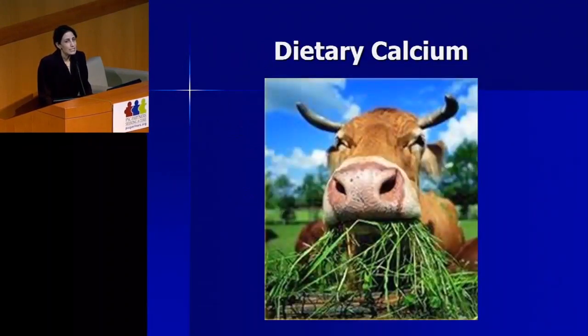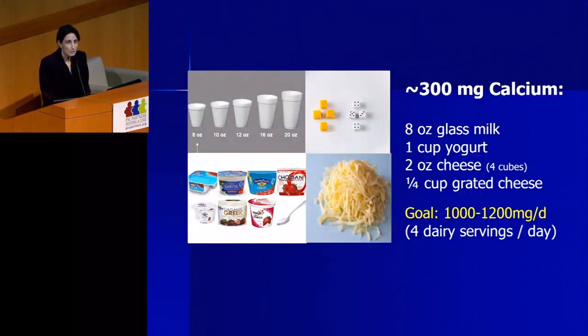The best calcium is dietary calcium that is coming from food. Okay, this guy is getting good calcium. Notice what this cow is doing, eating greens all day. That is one option for getting calcium into your body. The other option is dairy products. And I will go over dairy products briefly here with you, recognizing that a lot of people can't tolerate dairy products.